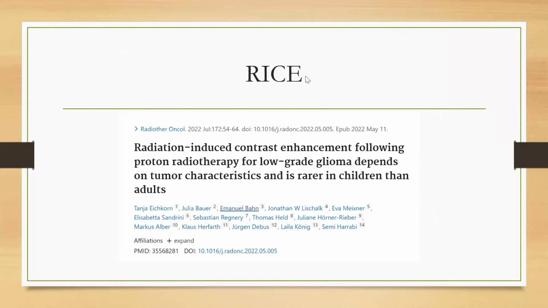And also we coined a new term called radiation contrast enhancement, which may occur. This is a type of small enhancement after treatment for glioma around the periventricular region. This is seen after proton radiotherapy. It's called radiation contrast enhancement, and this type of enhancement will disappear without any treatment.